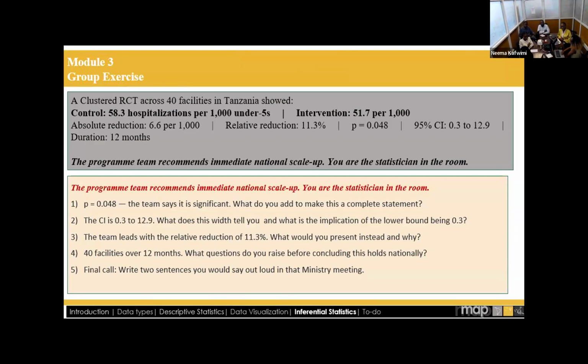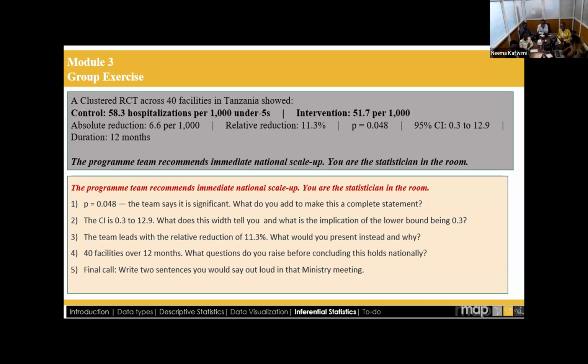So it's a clustered randomized control trial across 40 facilities in Tanzania. It shows that controls have 58.3 hospitalizations per 1,000 under 5, and the intervention has 51.7 per 1,000. The absolute reduction is 6.6 per 1,000. The relative reduction is 11.3%. And the p-value is 0.048, and we have a 95% confidence interval. Duration is 12 months. So the program team recommends immediate national scale-up, and you are the statistician in the room.